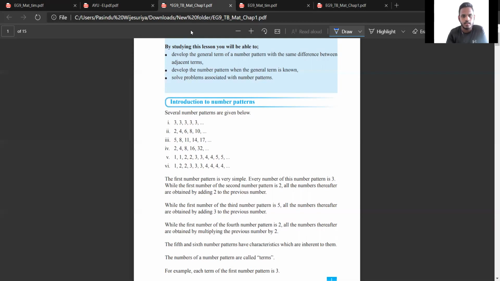You can clearly see that in this one, the pattern is just going with 3, which means that there is no common difference. But in this one, you can see between number 2 and 4, there is a difference of 2. And again, between 4 and 6, there's a 2.